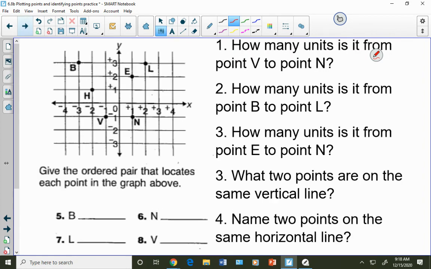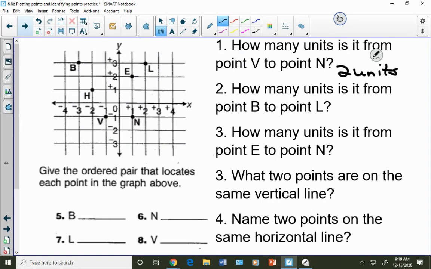All right. So this will be the last few problems we do. How many units is it from point B to point N? Well, here's point B, and here's point N. Remember, you start counting at B. You don't count until you move. So 1, 2. So that would be 2 units.